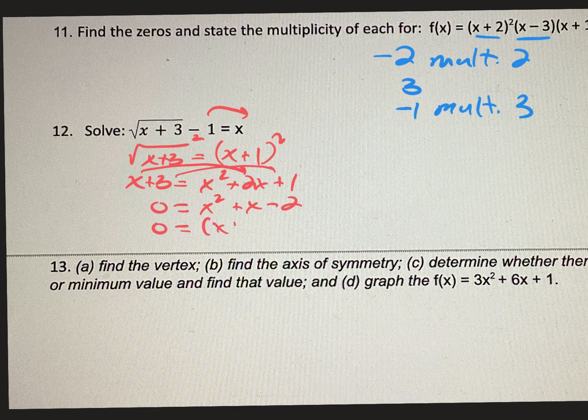So I'm going to factor this, x plus 2 times x minus 1, which means my two answers are negative 2 and 1, maybe. Got to check for extraneous solutions here. If I plug in, there's no way negative 2 can work because that side can't be negative for it to work. So I know that one's out. I'm plugging in the 1. It looks great. 1 works.